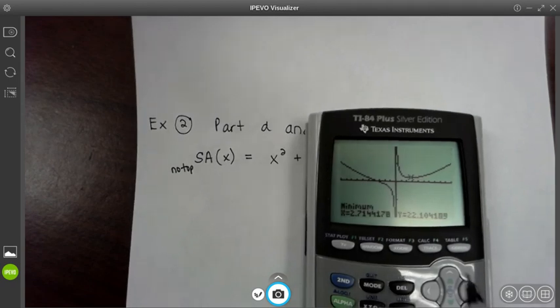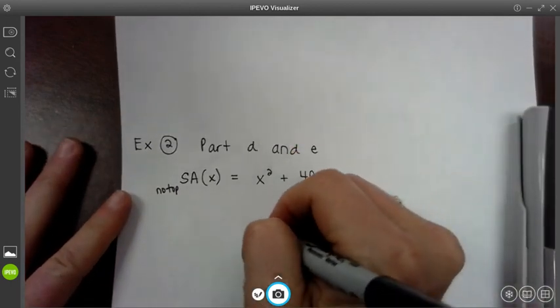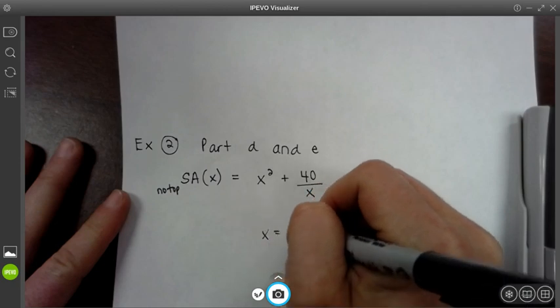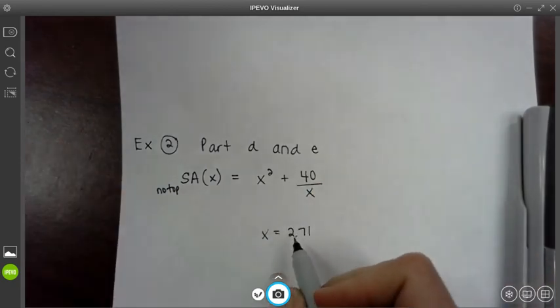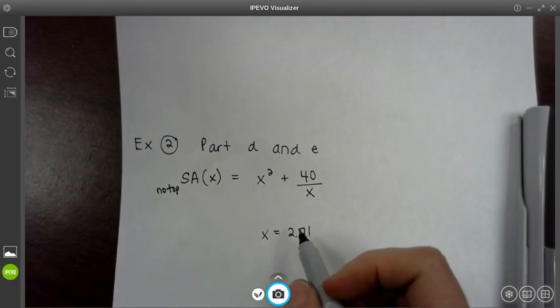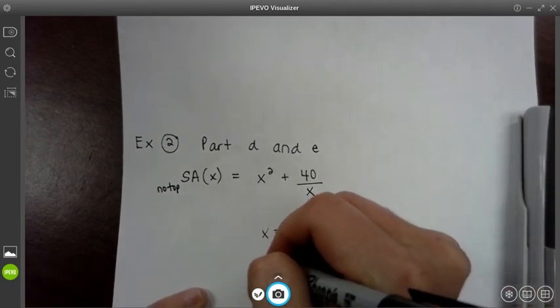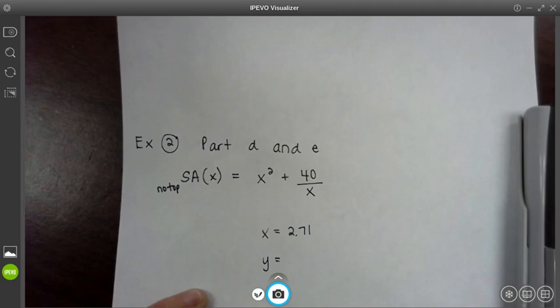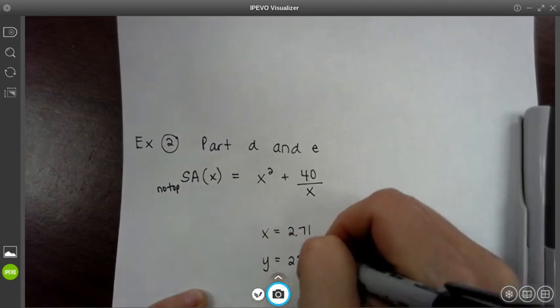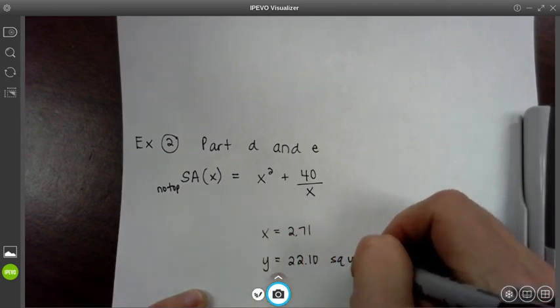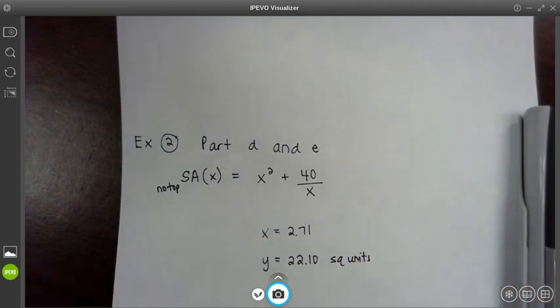And it says when x is 2.71, that's when that smallest volume, or surface area, will happen. And that smallest surface area, the smallest amount of material that will be used, is 22.10 square units. All right, so it'll happen when x is 2.71. That's going to be the x value, the length of that square base that creates the least amount of material. And then the least amount of material that will be used is the y coordinate, which is 22.1 square units. Okay, all right, and that's how the graphing calculator works.